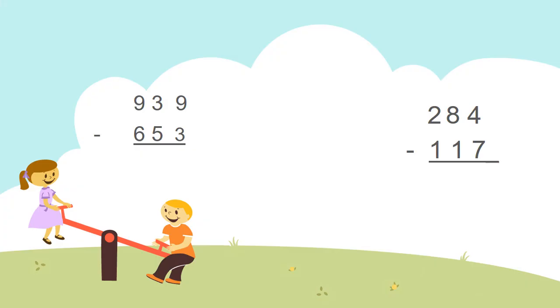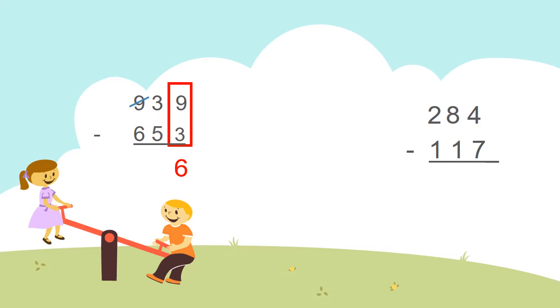Let's do the same thing that we did in the last video. We're going to do it without representation. Now this number is 939. I'm going to subtract 653. Start with the ones. 9 minus 3. I can take 3 from the 9. You can get out 9 on your fingers. Take out 3, you will get 6. Okay, now let's go to the tens.